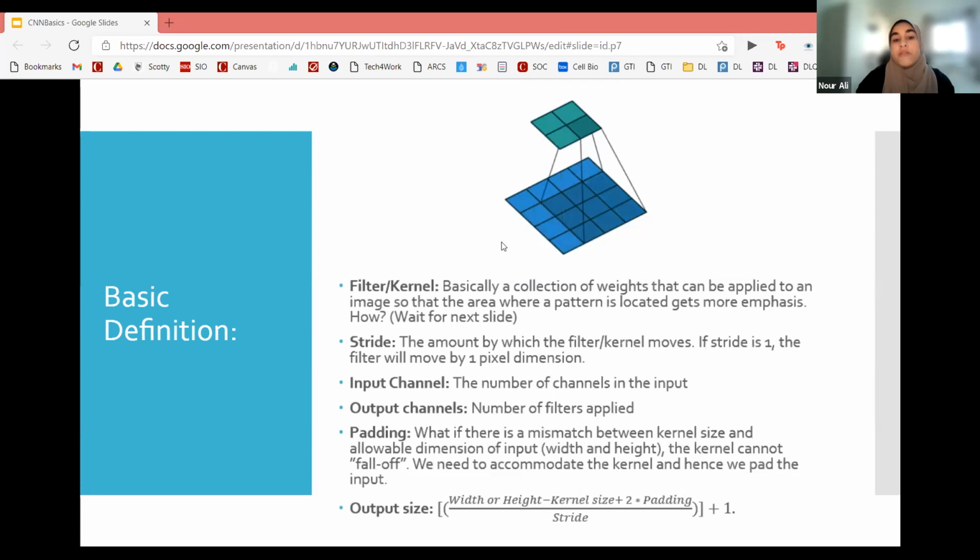So let's say we had another filter, say a red filter. It too would produce its own output. That's why we say the number of output channels depends on the number of filters we want to apply to the same input. The next thing we need to talk about is padding.